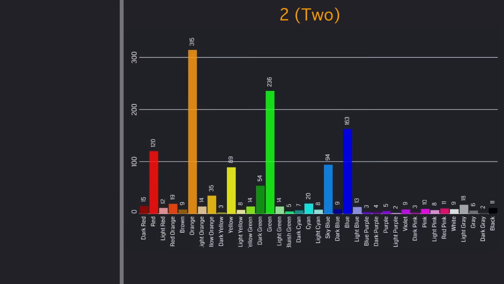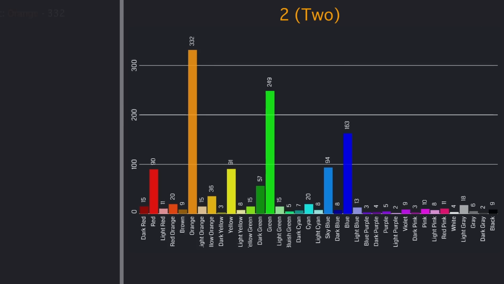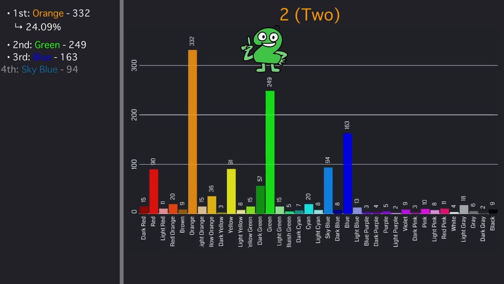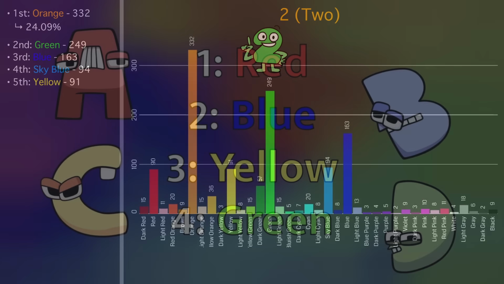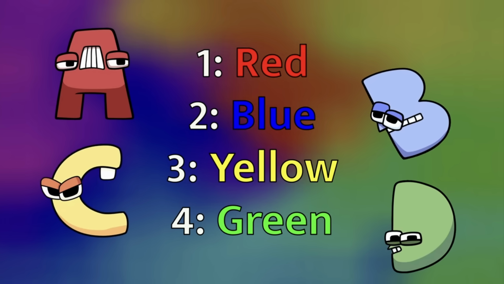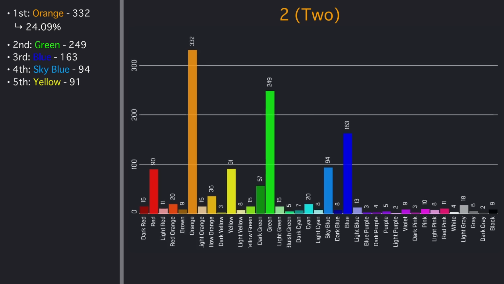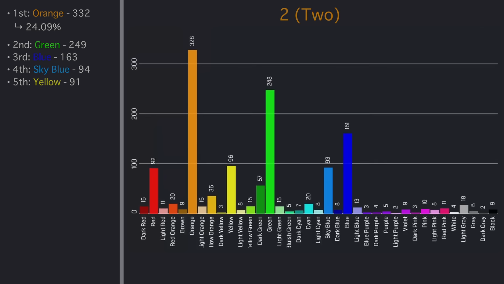The number 2 wins with orange, although not without considerable effort from the BFDI fans to give it green. The blues are also fairly high here because, as discussed in the letters episode, people tend to view red, blue, yellow, and green as the 4 most important colors in that order, thus assigning them to the numbers 1, 2, 3, and 4 in that order.